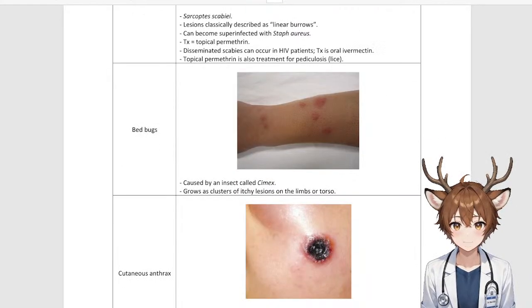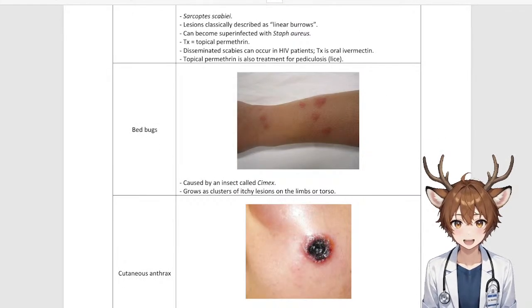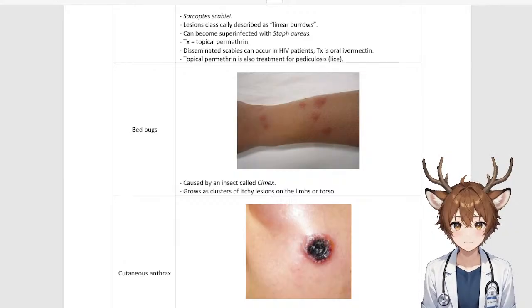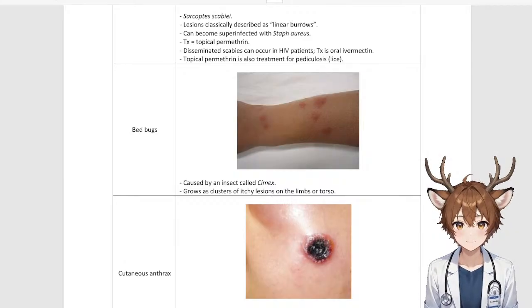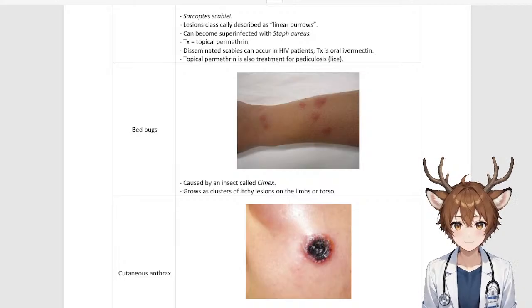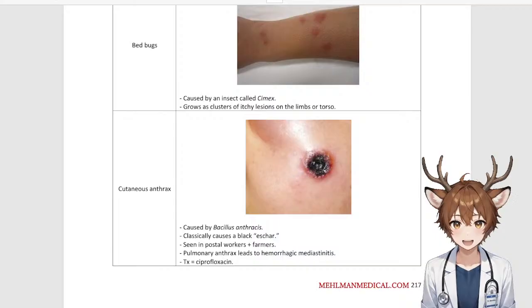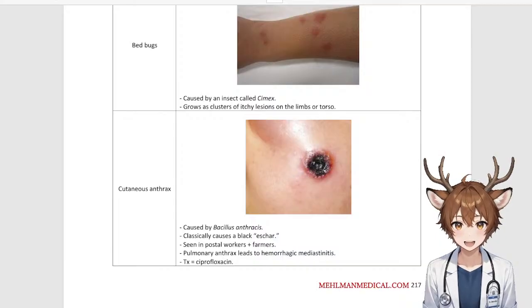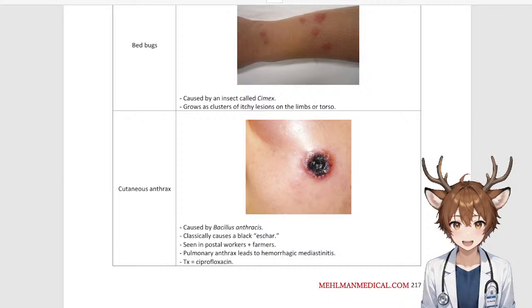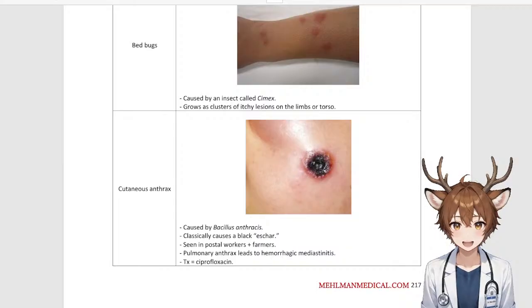Bed bugs. Well, to be fair, none of these things are fun. So bed bugs caused by an insect called a Cimex, grows as clusters of itchy lesions on the limbs or torso. Cutaneous anthrax, caused by Bacillus anthracis, classically causes a black eschar, seen in postal workers and farmers. Pulmonary anthrax leads to hemorrhagic mediastinitis. Treatment would be ciprofloxacin.